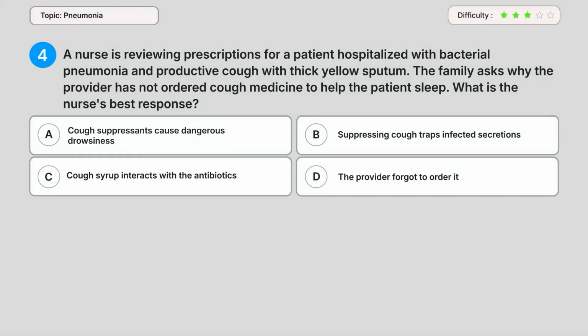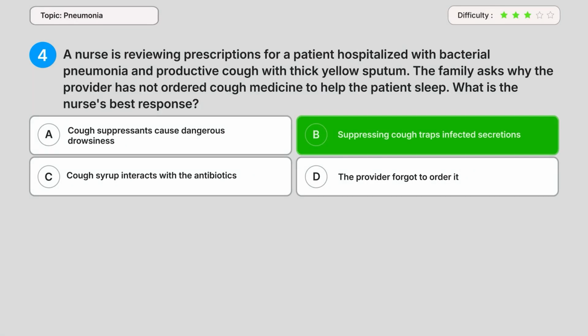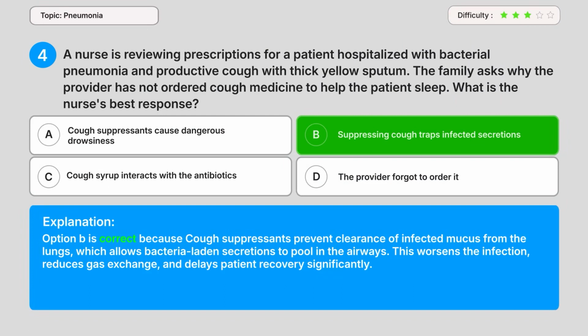Correct answer. B. Suppressing cough traps infected secretions. Cough suppressants prevent clearance of infected mucus from the lungs, which allows bacteria-laden secretions to pool in the airways. This worsens the infection, reduces gas exchange, and delays patient recovery significantly.